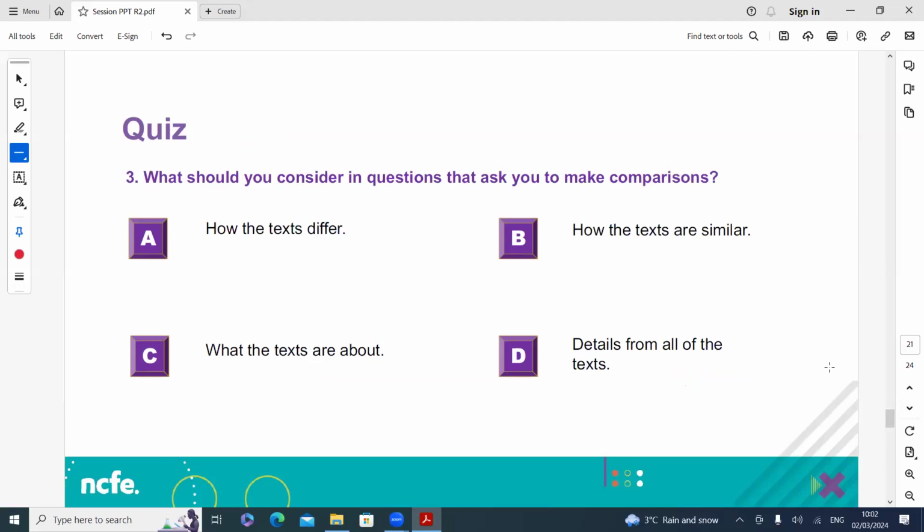What should you consider in questions that ask you to make comparisons? So remember, we've got those words: contrast asks you to look at differences, and comparison asks you to look at what is similar. Similar is B. Good. Well done.